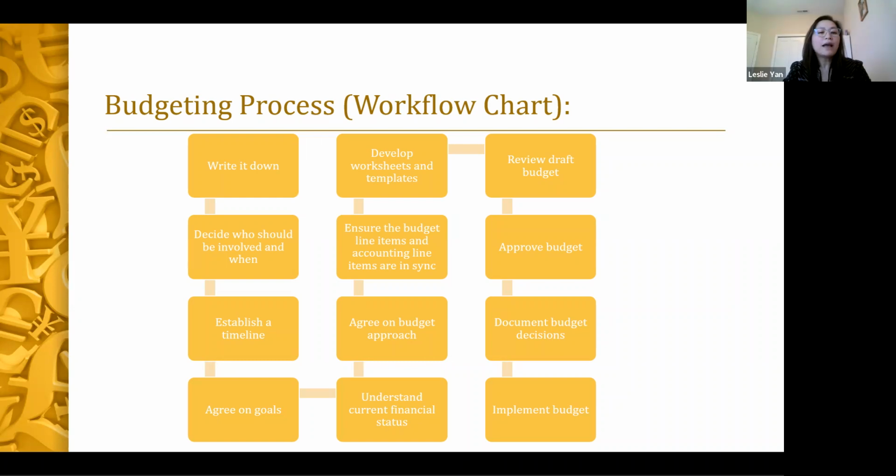The next step would be to establish a timeline. The benefit of establishing a timeline is that it allows each party enough time to prepare the budget. You want to target the approval date for the board to approve at 2 months before the fiscal year. This will allow you to have enough time to change the budget if it's necessary.